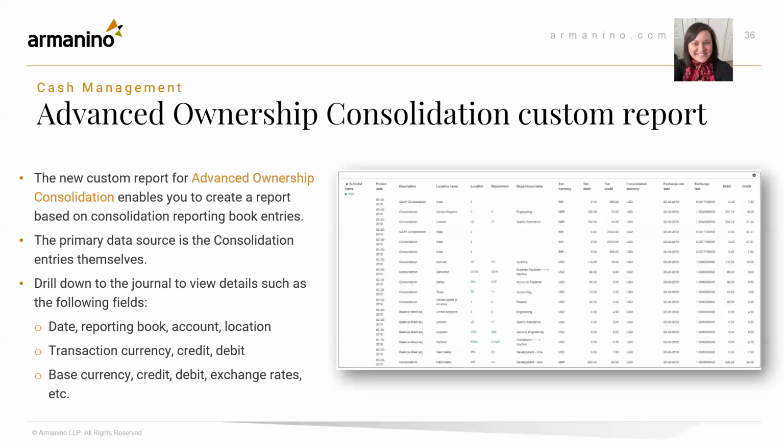This is available within the custom report writer, a report writing tool that comes with the Sage Intacct environment. And the primary data source selection allows you to choose the consolidation entries as the basis for this report. But then you're able to drill down to the journal to view details such as the date, reporting book, account, location, currency, credit, debit, base currency, credit, debit, exchange rates, etc.